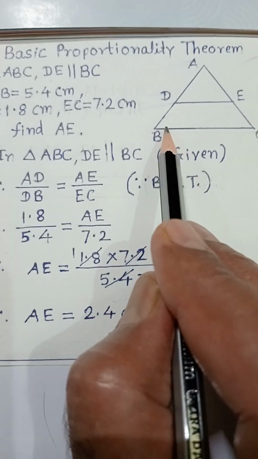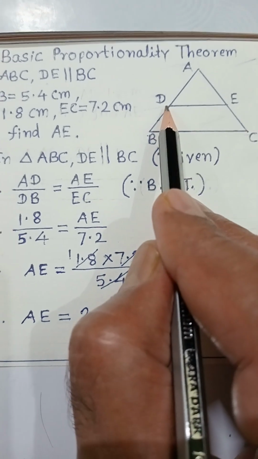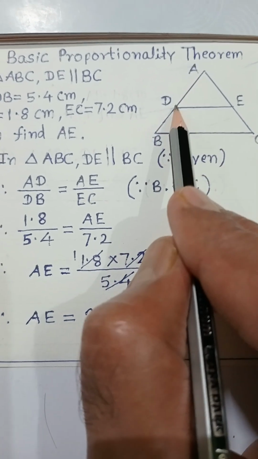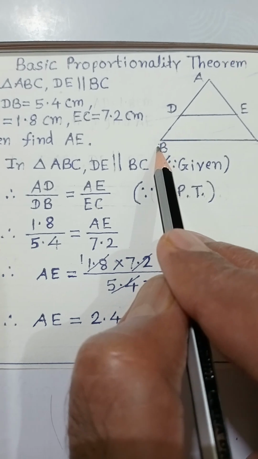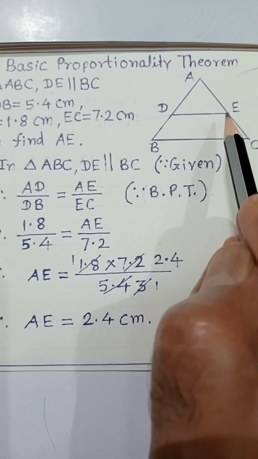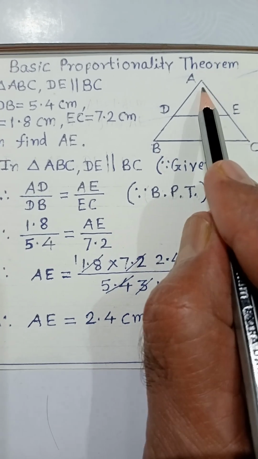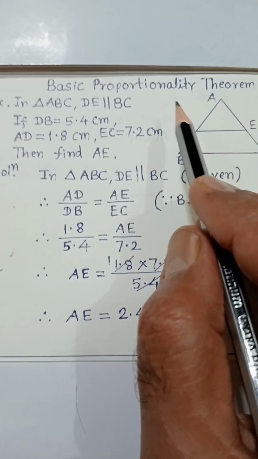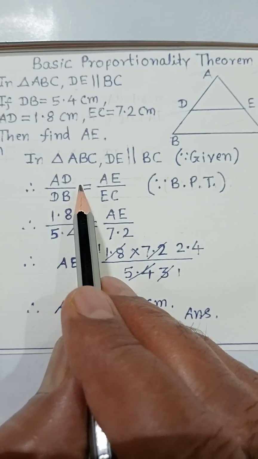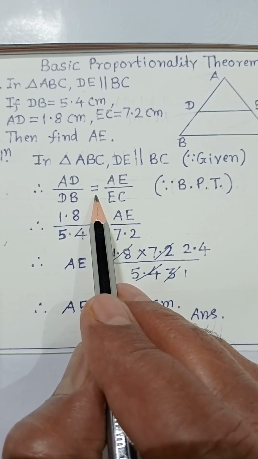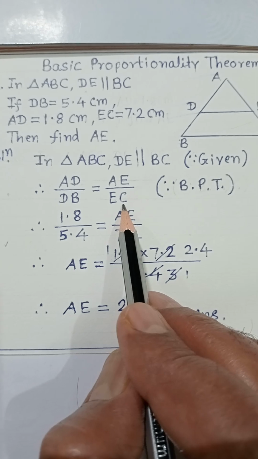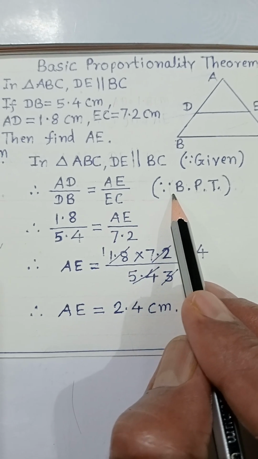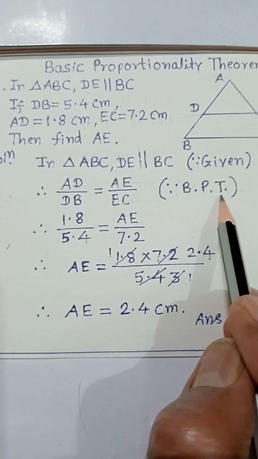DE is parallel to BC. Take the ratio at point D, AD upon DB, which is equal to the other ratio at point E, AE upon EC. Therefore, AD upon DB is equal to AE upon EC. Reason is BPT, basic proportionality theorem.